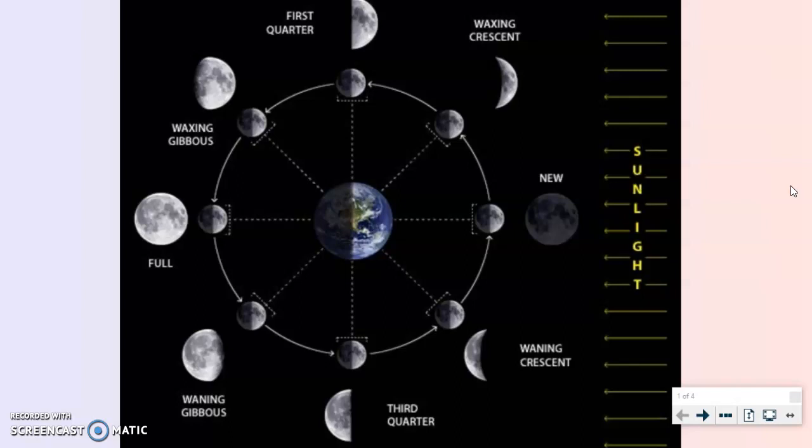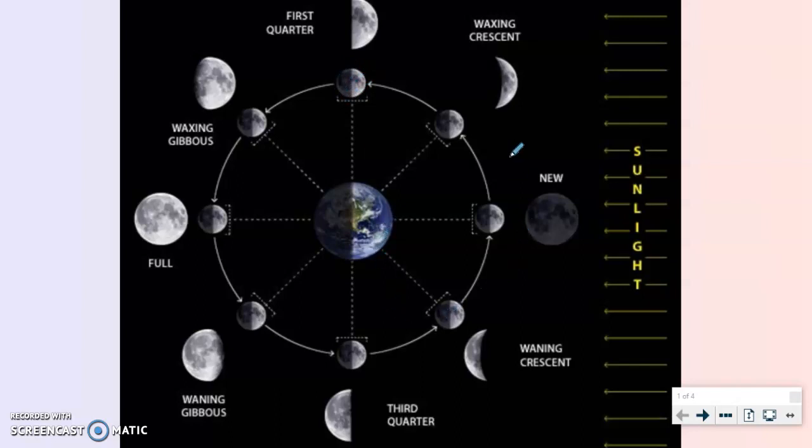So here we have a picture, and it's got the arrows representing sunlight. So the sun would be somewhere over here, and it's shining in this direction. And so just like the Earth, the moon always has a half that is lit up by the sun and a half that is facing away from the sun. So a light side and a dark side.